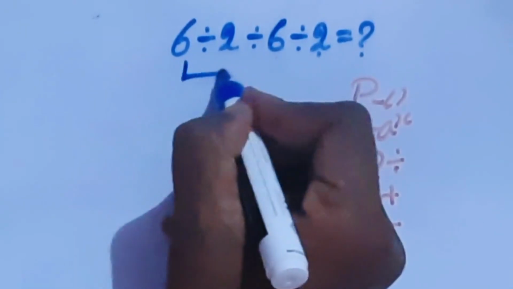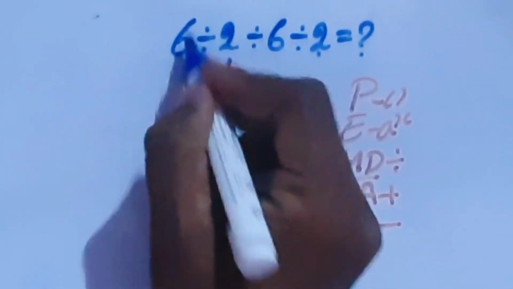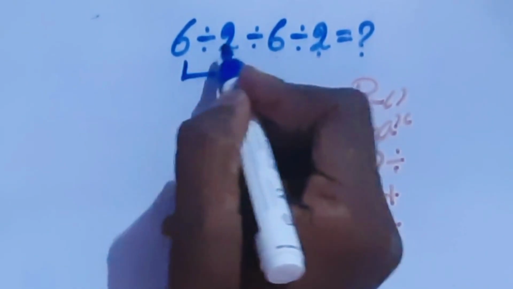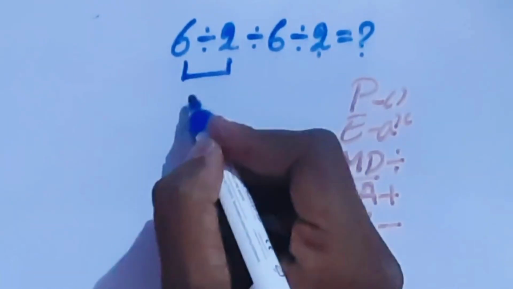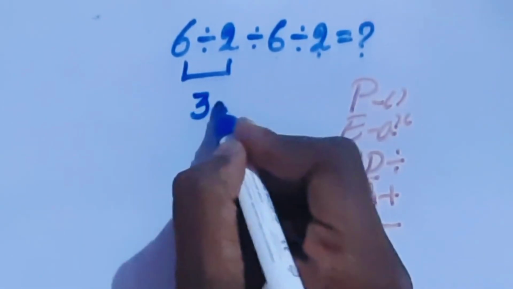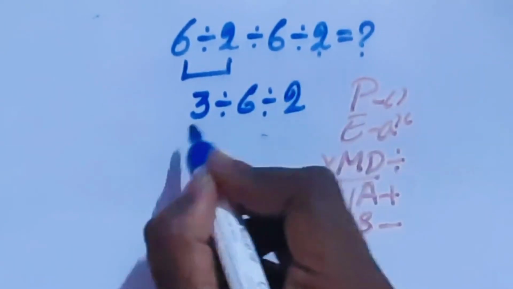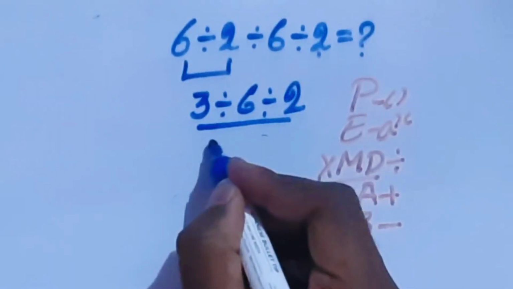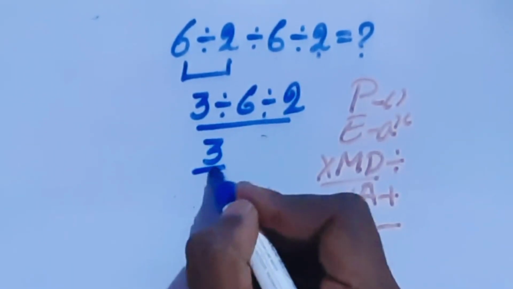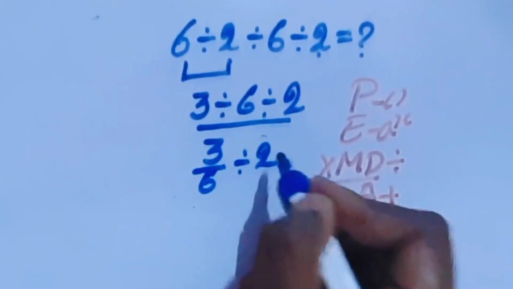Left to right, the first one is 6 divided by 2. So we have to do this 6 divided by 2 before the other division. So here it is 3 divided by 6 divided by 2. This can be written as 3 by 6 divided by 2.